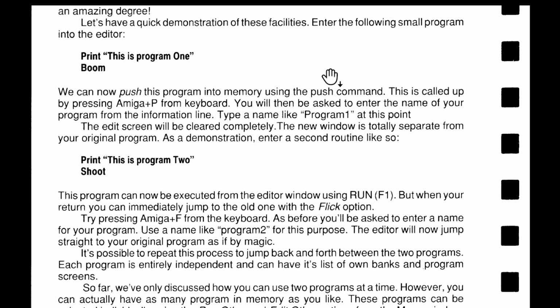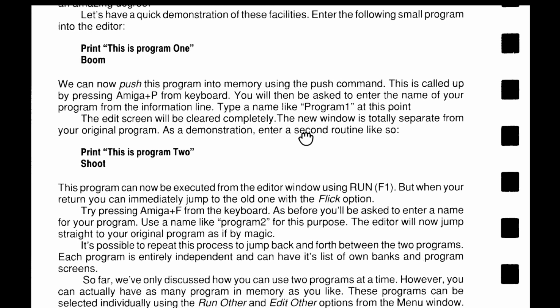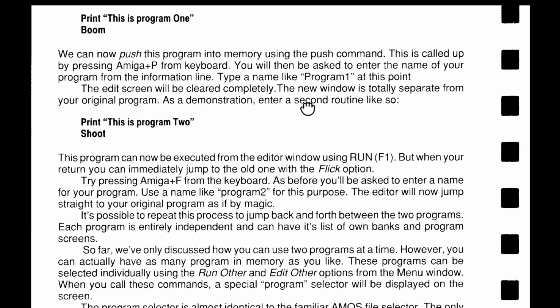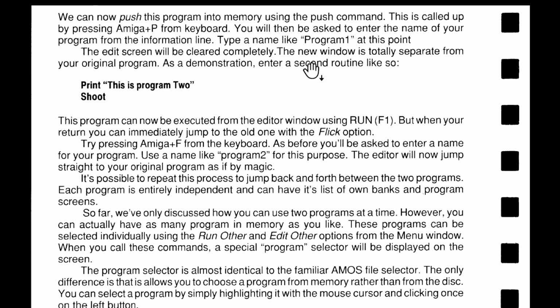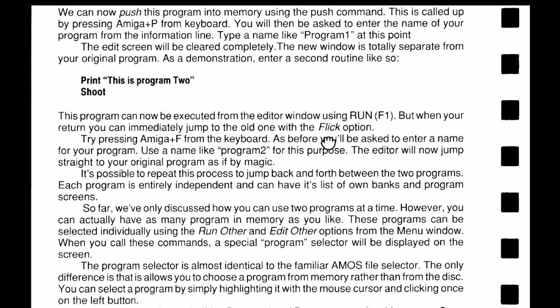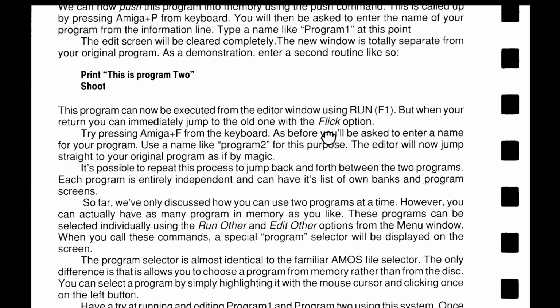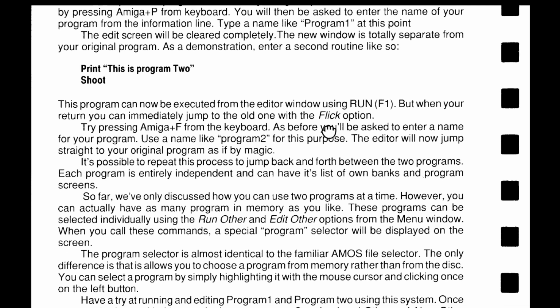Let's have a quick demonstration of these facilities. Enter the following small program into the editor. Print "This is program 1". Boom. We can now push this program into memory using the push command. This is called up by pressing Omega and P from the keyboard. You will then be asked to enter the name of your program from the information line. Type a name like program 1 at this point.